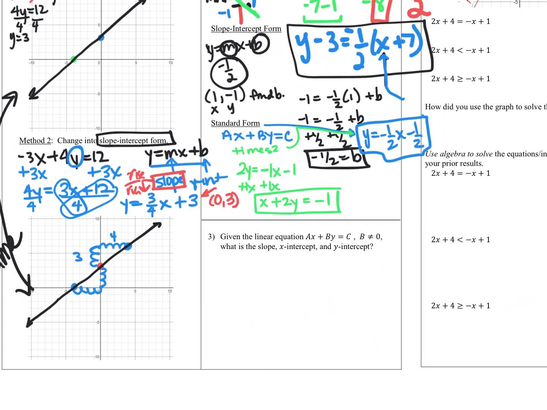For number 3, it wants us to look at that standard form, ax plus by equals c.